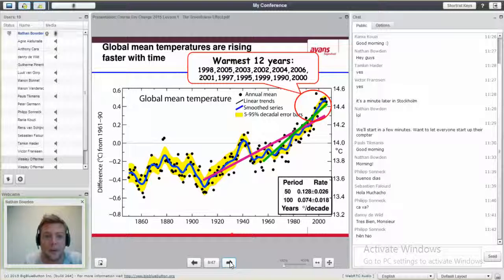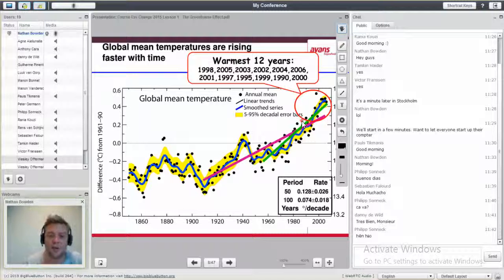So the global mean temperatures are rising. And hopefully, if you're not already convinced, in today's lecture I'll try to convince you that this is going faster than it's ever done in the history of our planet. And the warmest 12 years ever have been in the last 20 years, approximately, even less than that, 17 years. So in the last 15 years, the 12 warmest years ever have been recorded. And here is a trend.